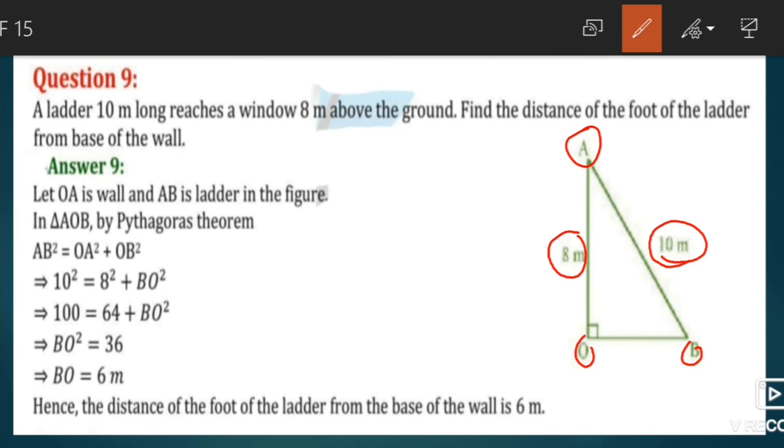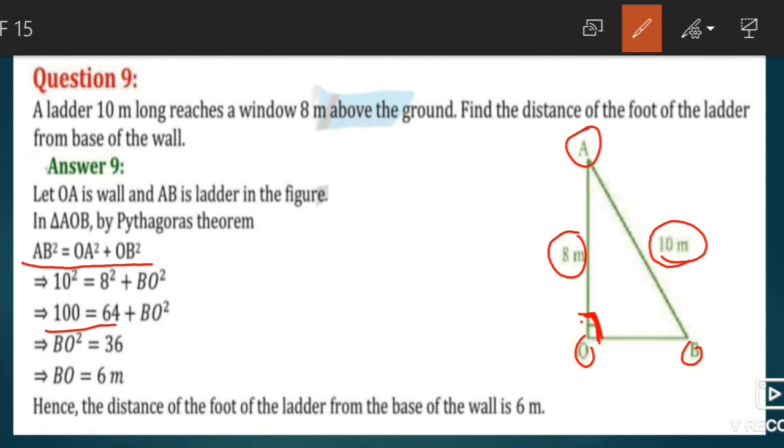As you can see, this wall is making 90 degrees with the ground. So that means this AOB triangle is a right angle triangle. So I can use the Pythagoras theorem where AB is the hypotenuse. So AB square is equal to OA square plus OB square. AB is given, OA is given. Just put these values. I have to find what is OB.